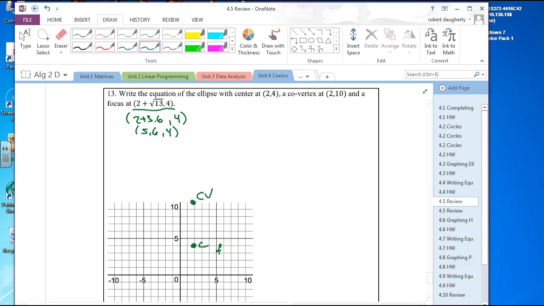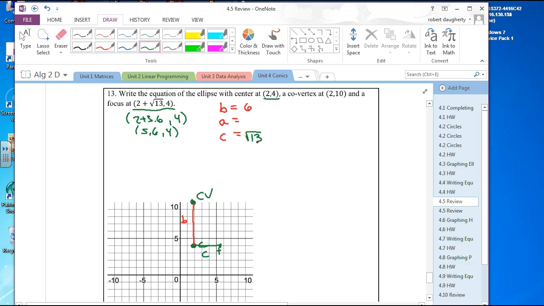So what I already know, the distance from the center to the co-vertex, that's going to be B. 1, 2, 3, 4, 5, 6. So I know that B is equal to 6. Now, by definition, the distance from the center to the focus, that is what the definition of C is. So what's the distance from the center to the focus? From (2, 4) to (2 plus root 13, 4), that distance is just the square root of 13.